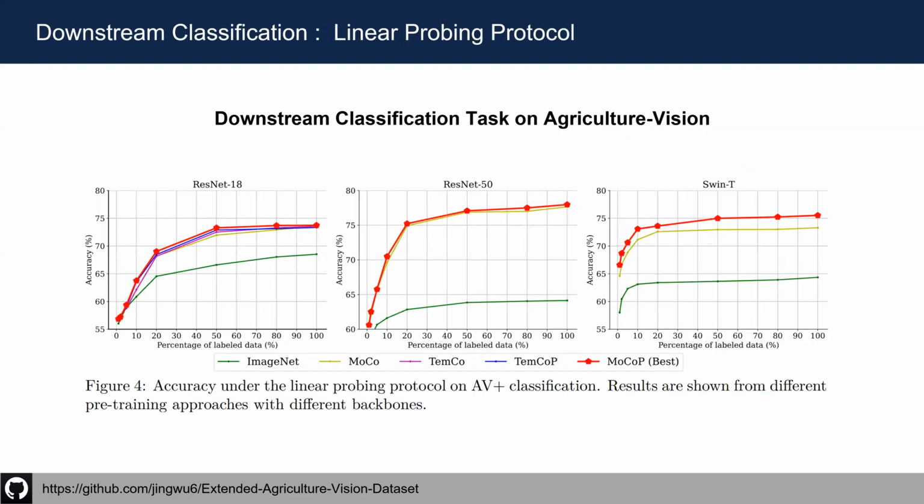We report the results of the linear probing protocol in the following. We conduct the experiments with different backbones, including ResNet 18, ResNet 50, and Swin Transformer. We also report the results of different percentages of labeled data. As we can see from the figure, our MoCo with pixel propagation modules can always achieve the best result, regardless of the percentage of labeled data and the type of backbone.